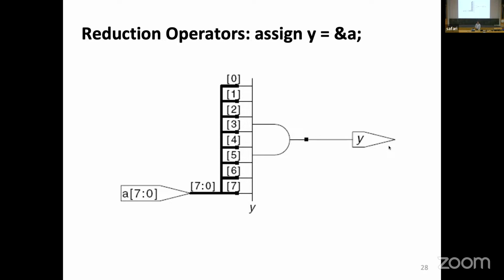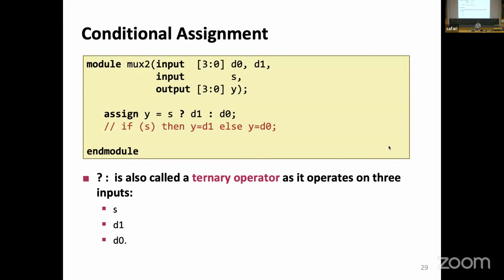Okay, now we come to my favorite circuit. My favorite circuit is a multiplexer, I told you, conditional assignment. We call this a ternary operator, and it goes like this. You've seen it in many languages. So depending on the value of S, if S is true, take D1. If it's not true, take D0. In a simpler way, if S, then Y equals D1, else Y equals D0. So this is known as a ternary operator.